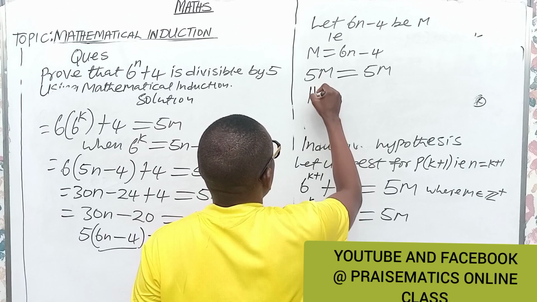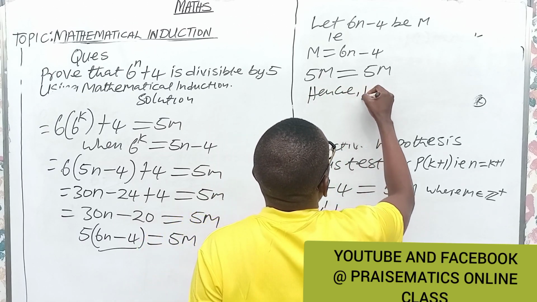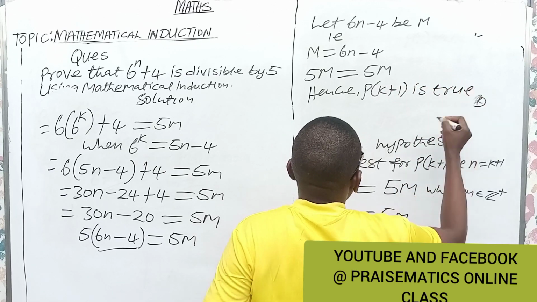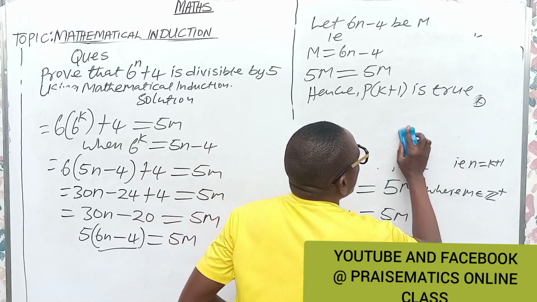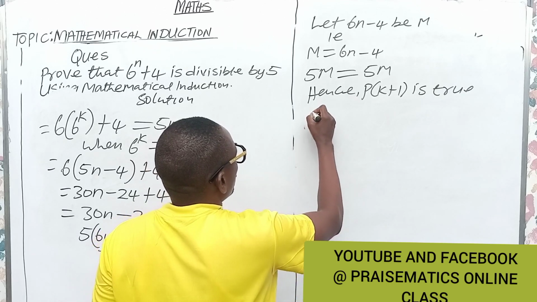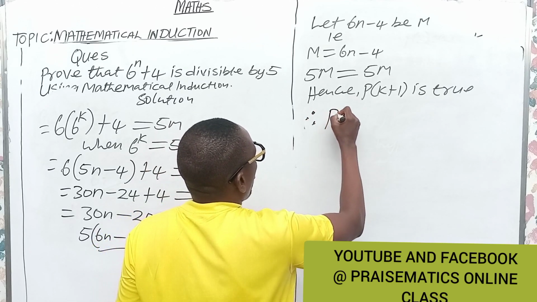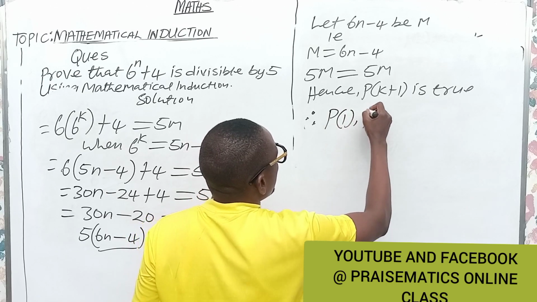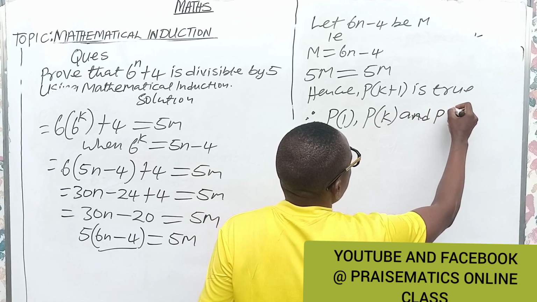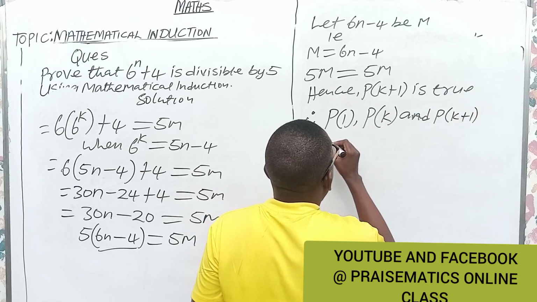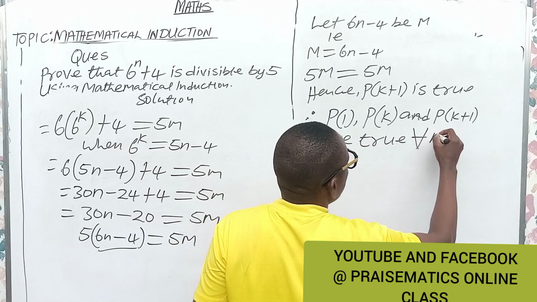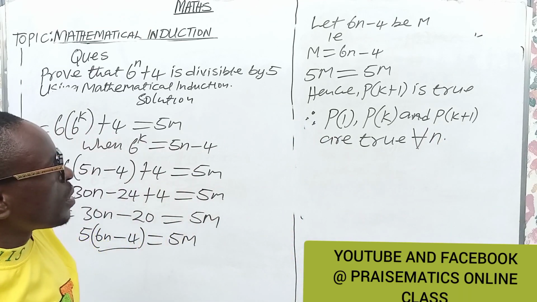Hence, you conclude that P of k plus 1 is true. Finally, we have that P of k plus 1 is true. Therefore, P of 1, P of k and P of k plus 1 are true for all positive integers n. That's how to do it. I hope you are okay.